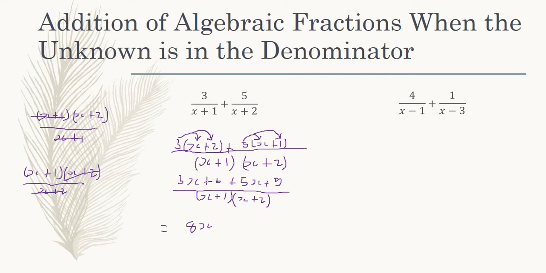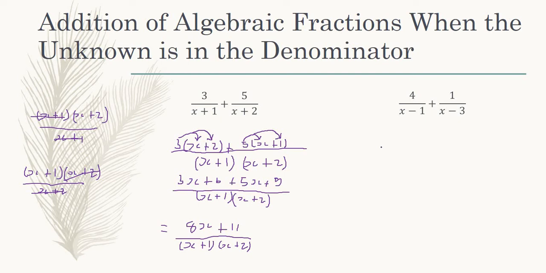And here we have a constant, which is plus 6, and we have another constant, which is positive 5. We can combine them to give us one term. So plus 6 plus 5, that's going to give us plus 11. And all of this should be placed over our common denominator, which is x plus 1 times x plus 2. And we are finished.